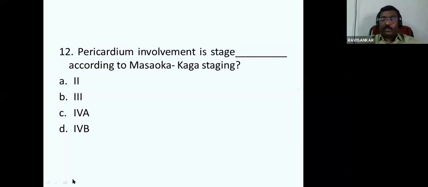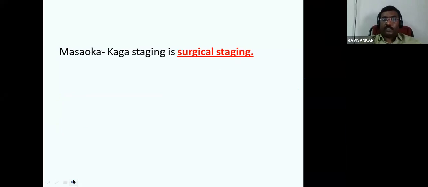From an exam point of view, if you have to remember one thing about the thymoma, it is this Masaoka staging. I'm going to spend some time with the staging, because the staging is vital to understand the concepts of thymoma. Masaoka staging is a surgical staging.